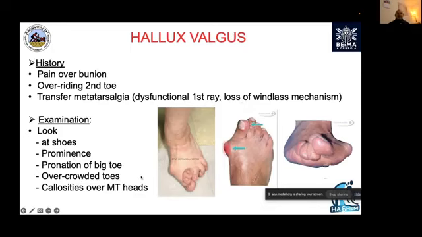There will be prominence, as you can see, either here in the hallux valgus, the bunion, or underneath the metatarsal heads. You will have some pronation of the big toe, as you can see. So this big toe is not straight. If you look at the nail plane compared to this nail plane, this is pronated. This nail should be parallel to this nail, but actually this is pronated. Overcrowded lesser toes, as you see, and callosis under the metatarsal heads because of transfer metatarsalgia, as we explained.